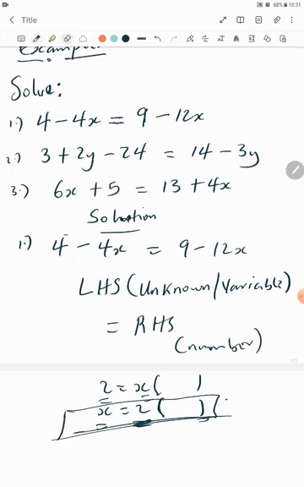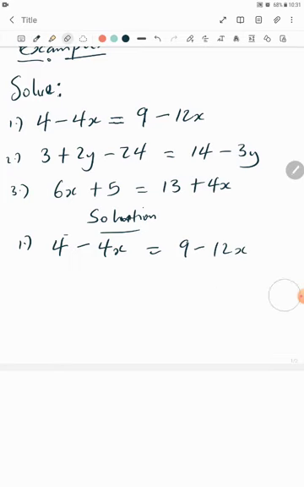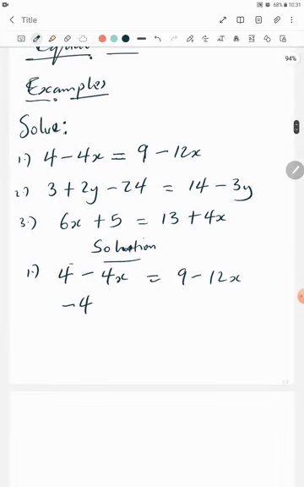So note that your unknown, try to group it to the left hand side and the ordinary numbers to the right hand side. So if I want to do that now, I can retain this 4x, then I have 4 here.